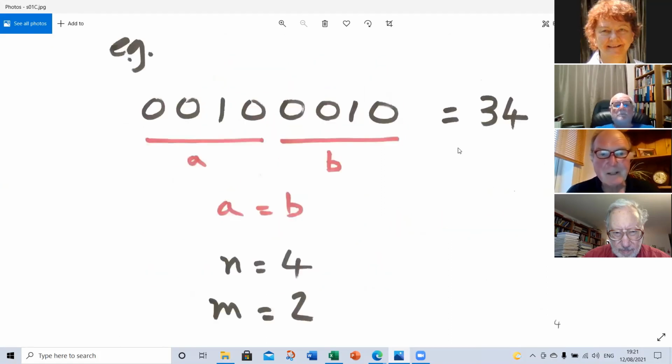So this example here, 0010 repeated twice, that's 34, i.e. 32 plus 2. So clearly A equals B, n is 4, and m is 2. So m is the base, which in this case is binary.